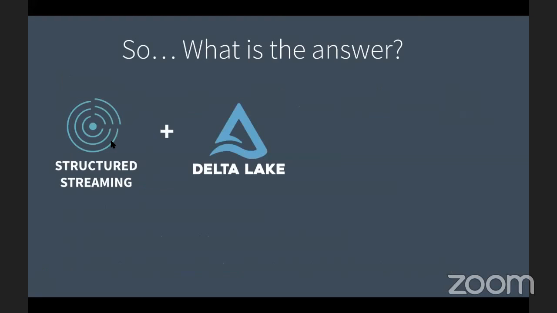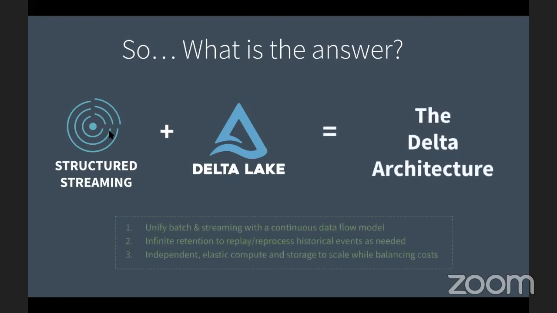Okay, so what's the answer to this? The answer basically is combining the concept of structured streaming and Delta Lake together to create this Delta architecture. We talked a lot about this last week, but as we noted, this session is about simplifying and scaling data engineering pipelines, so I just want to provide this real quick context first before we dive into how we do that, okay? But the real call out here is basically unify batch and streaming with a continuous data flow, with infinite retention to replay and reprocess historical events as they're needed.